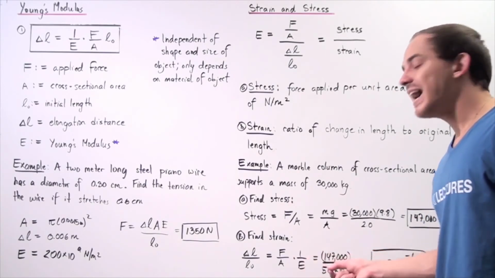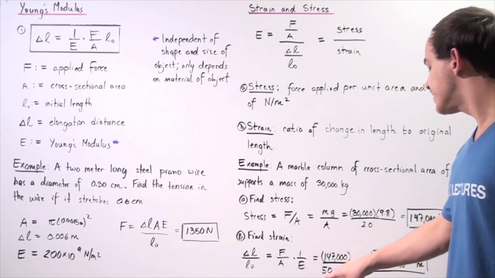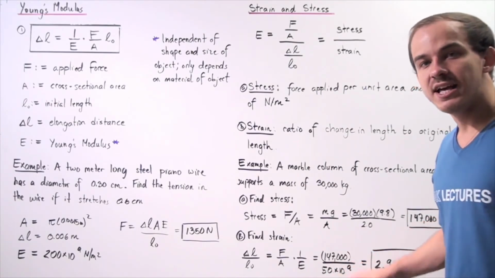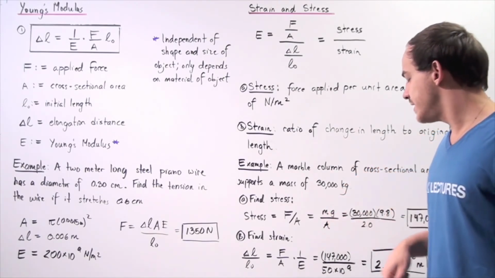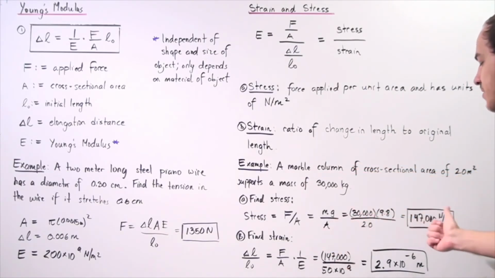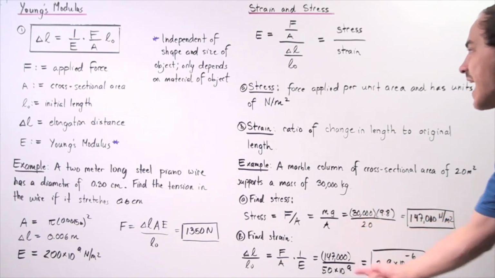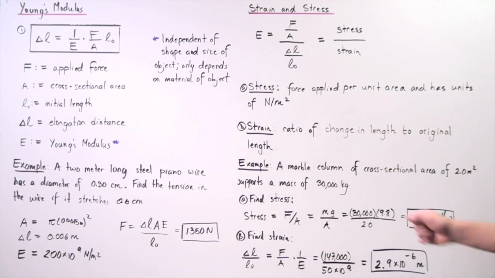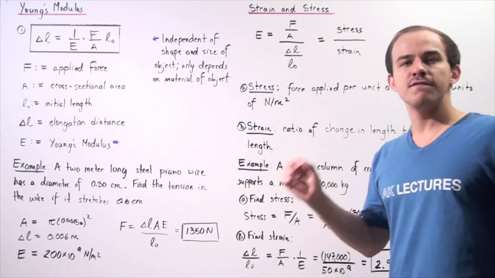Now we can simply find E in a textbook for our marble object, and E is 50 times 10 to the 9 newtons per meter squared. So we simply take 147,000, the quantity we got from part A, our stress, and divide that by Young's modulus for marble, and we get 2.9 times 10 to the negative 6 meters. So this is our strain of the object. It's the ratio of the change in length to the original length of our object.